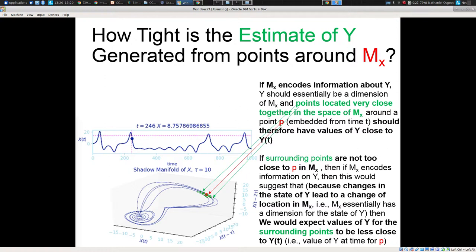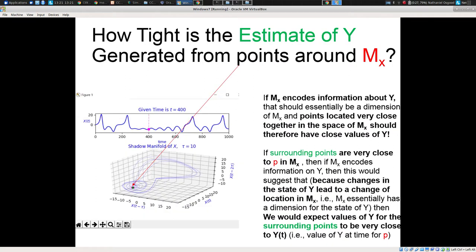If y is driving x, then if these points are really tightly clustered around this point, because closeness in state space means closeness in y, they should have very similar values of y. But if they're really far spread out, because there aren't too many points being considered overall, then their values of y are not going to be super close to that at the red point. That's the idea here.